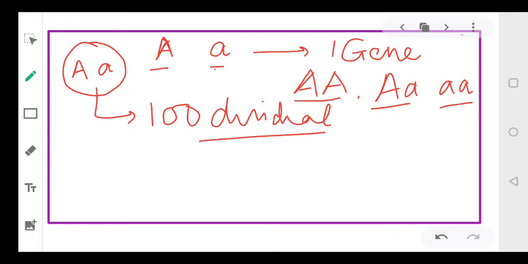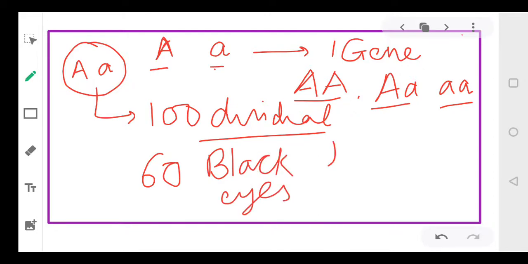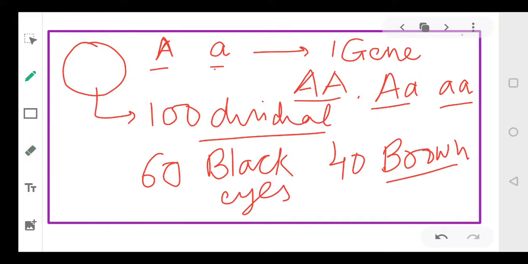So let's suppose out of 100 individuals 60 people have black eyes, and 40 people have brown eyes. There are 100 individuals. Let's reverse it. Let's change the gene so that you can easily understand, isn't it? Let's take it as small b and small b, dear ones. Capital B, small b. Let's take this so that there is no discrepancy.